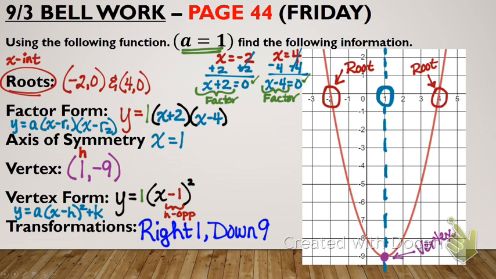What's going to go on the end? Negative 9. Because that is my k value.